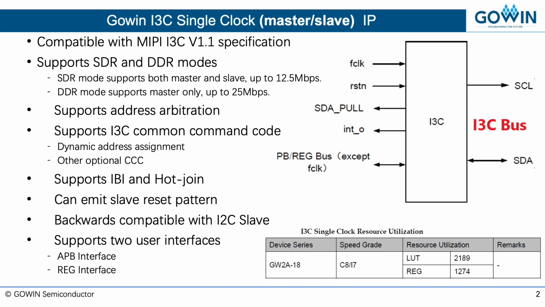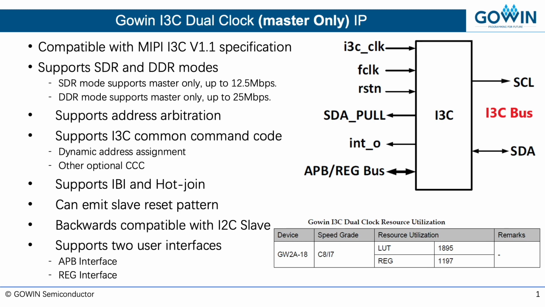We support two interfaces: an APB interface to connect to a sensor hub, or a simple register-based interface to connect to a single sensor. The maximum frequency of operation of this IP is determined by the device used and the speed grade chosen. When the system clock is 100 MHz, the SCL for this IP can go up to 12.5 MHz. The resource utilization may vary with different devices or speed grades. A typical LUT utilization for this IP is about 2.2K, and the register usage is about 1.2K.